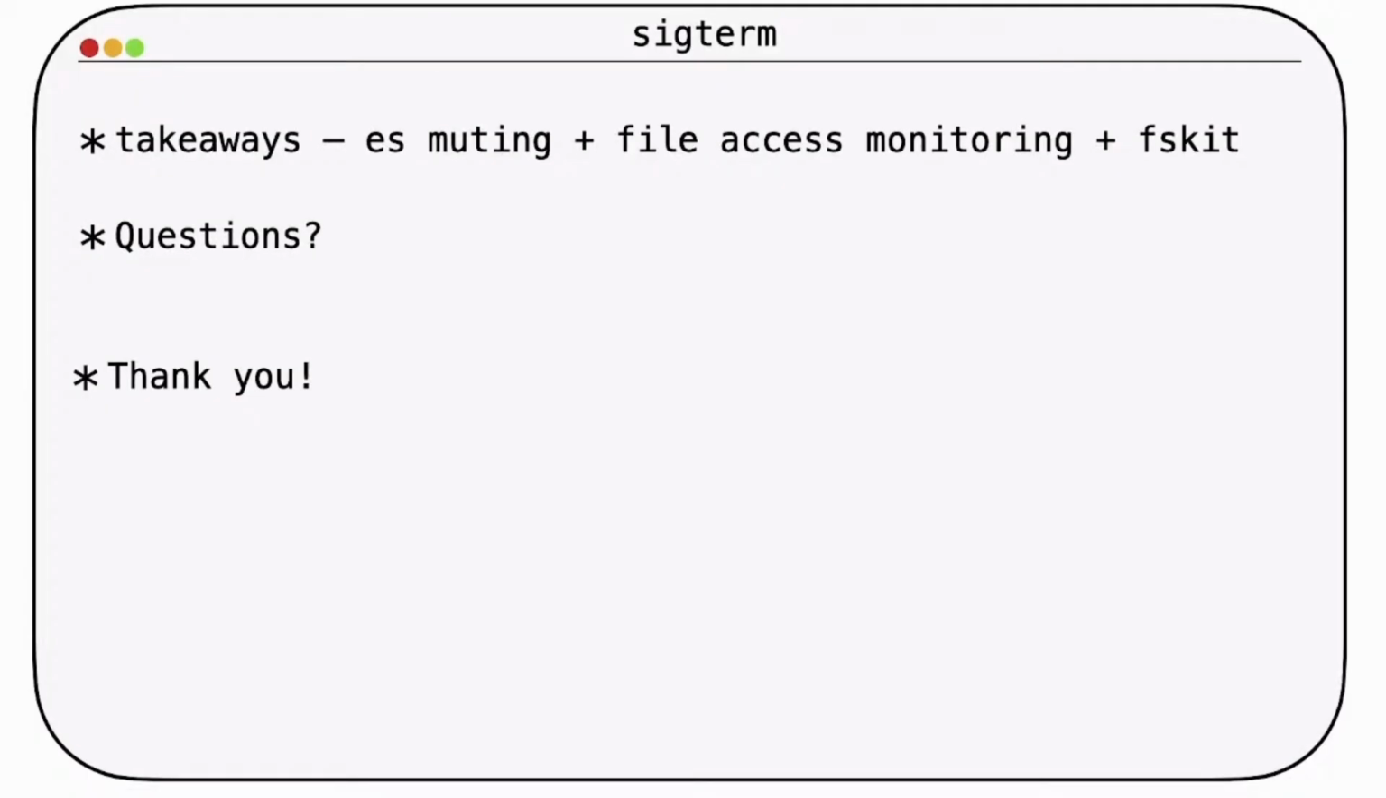So, takeaways. We need to bait people, or not people, the bad actors, to better our detections. We can use ES muting, file access monitoring, and FSKit to tie it all together. If anything, that's the takeaway, and thank you so much for your time.